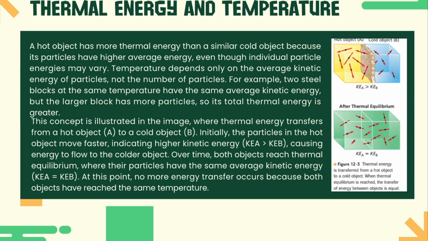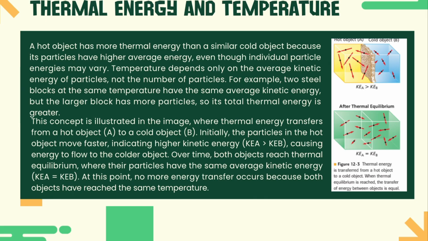Next, thermal energy and temperature. A hot object has more thermal energy than a similar cold object because its particles have higher average energy, even though individual particle energies might vary. Temperature depends only on the average kinetic energy of particles, not the number of particles. For example, two steel blocks at the same temperature have the same average kinetic energy, but the larger block has more particles, so its total thermal energy is greater.